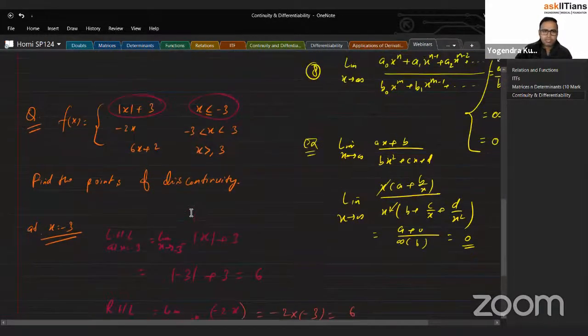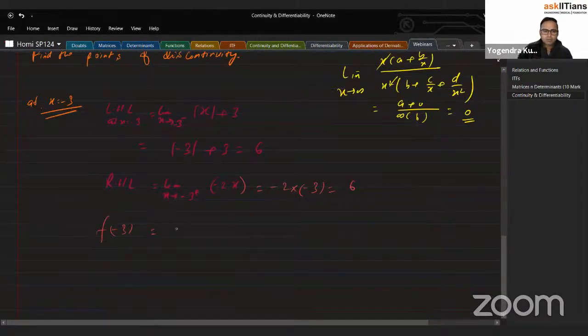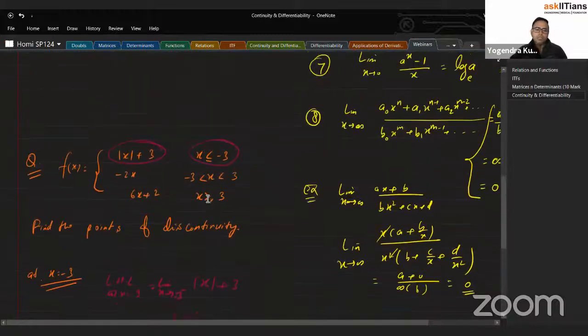So now function value at -3 is what? Function value at -3, we will decide from which function? From this function only. That is what? -3 mod plus 3, which is what? 6. So it is continuous. Continuous at x equals to -3.